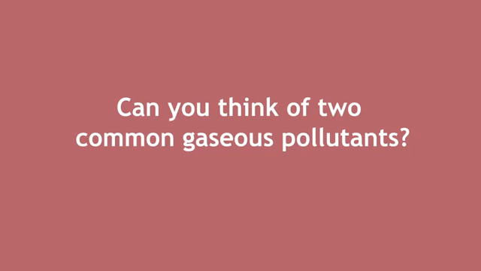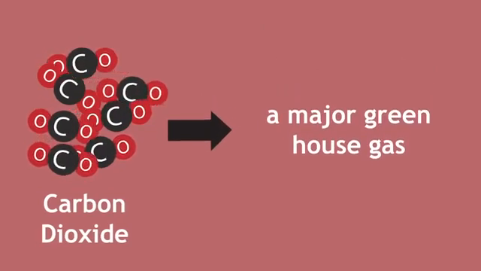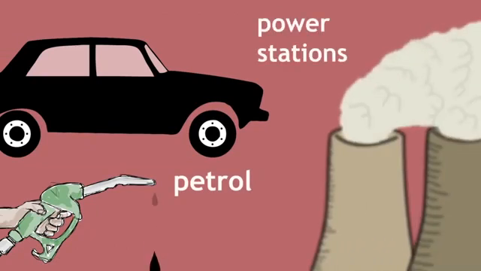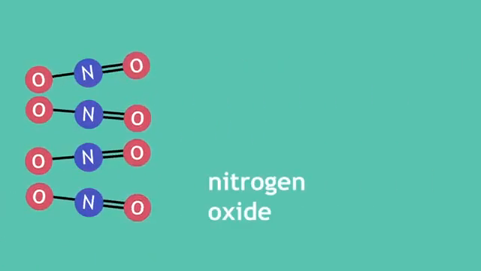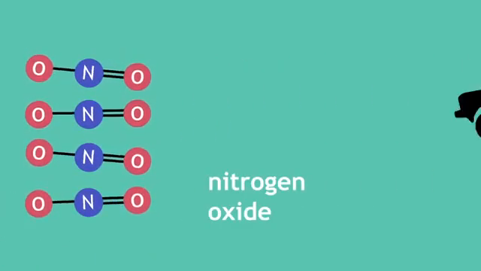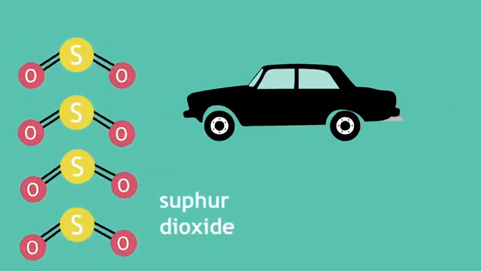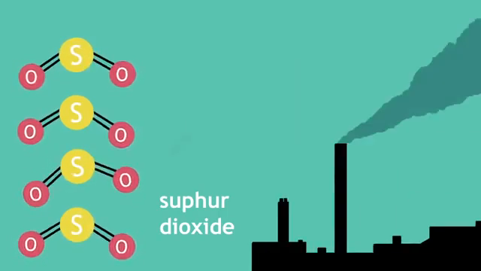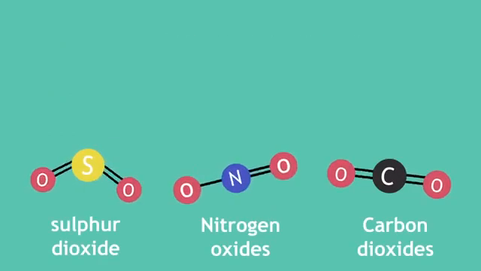The main answer is usually carbon dioxide, a major greenhouse gas, which comes from the burning of fossil fuels, so petrol in cars or from fuel burnt in power stations. Other gases that have a negative effect on your health include nitrogen oxides. These gases come from fuels burnt in cars, or sulfur dioxide, which also comes from fuels in cars and from burning of fossil fuels in power stations. Did you guess any of these gases? These are the major ones.